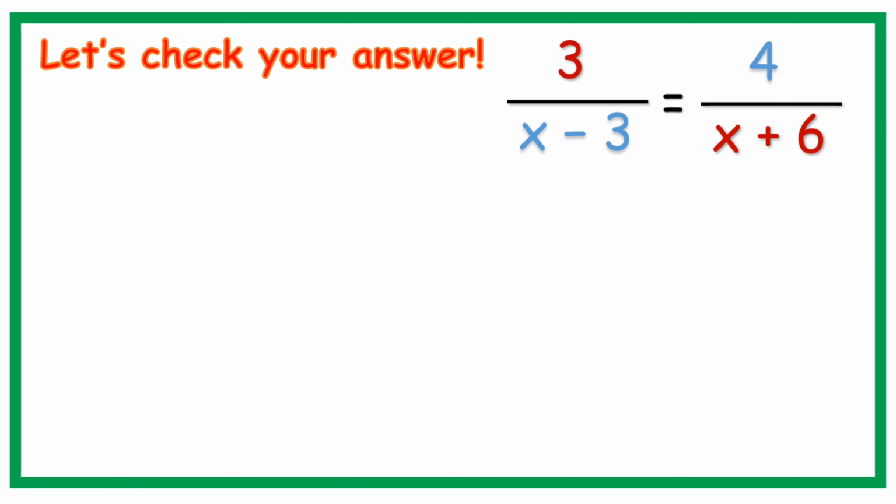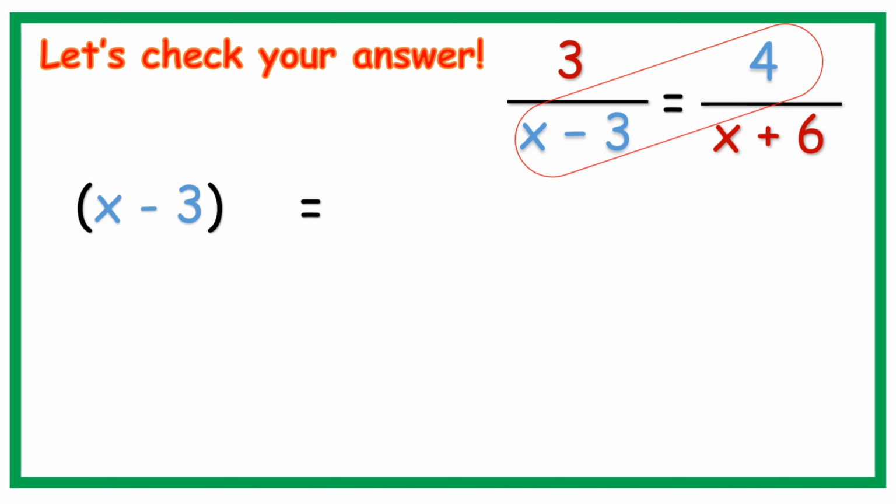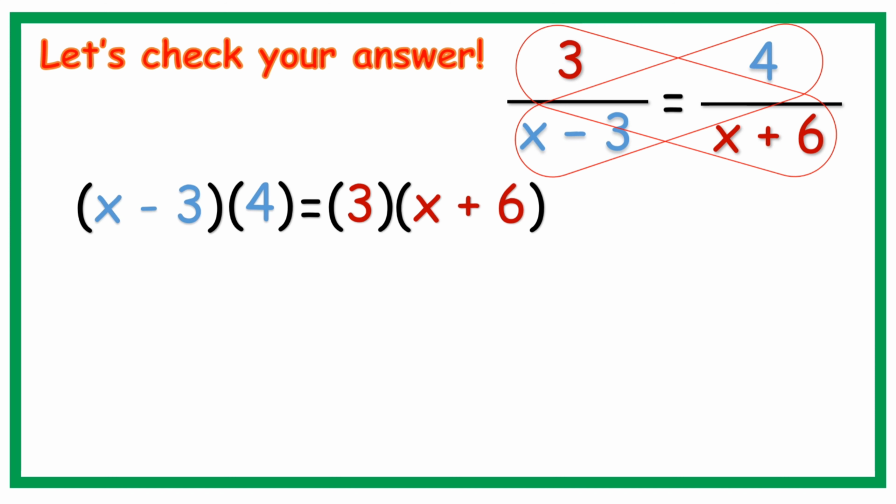Time's up. Let's solve this. So we're going to put first the crisscross, or cross multiplication. So we can answer like this: x minus 3 times 4. The other one, 3 times x plus 6. That is our first step. Just like that. Easy, right?